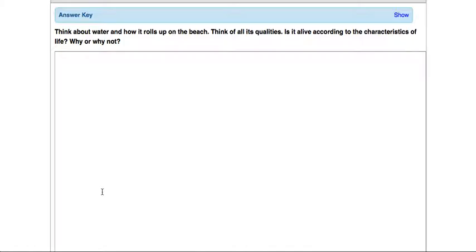Again, in order for an organism to be considered alive, it must possess all of the characteristics that we talked about. It can't just possess one or two or three and then none of the others. It must possess all of them. So when you're framing your response to this question, think about that.